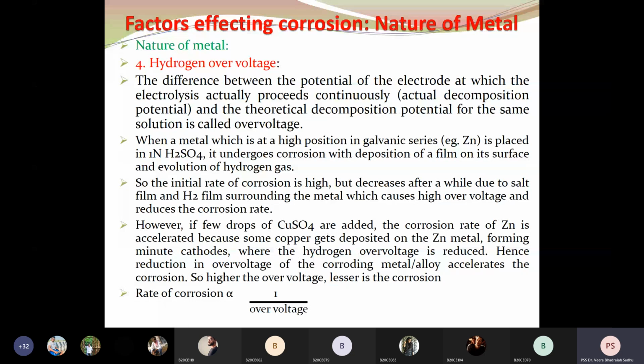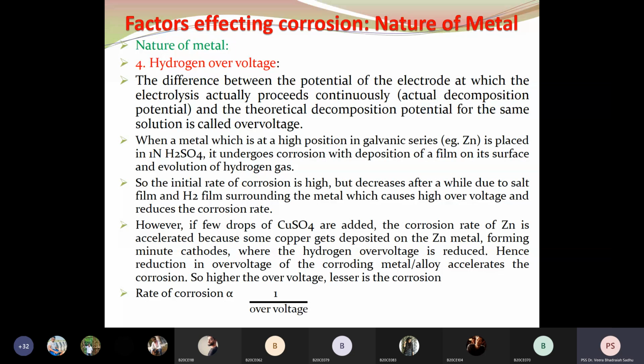So another example. If a few drops of copper sulfate are added to the zinc, the corrosion rate of zinc is accelerated because some copper gets deposited on the zinc metal, forming cathodes, where the hydrogen overvoltage is reduced. Hence, the reduction in overvoltage of the corroding metal accelerates the corrosion. So the higher the overvoltage, the lesser the corrosion. If the overvoltage is lower, then the corrosion is higher.